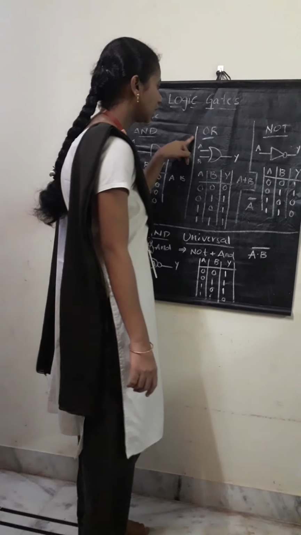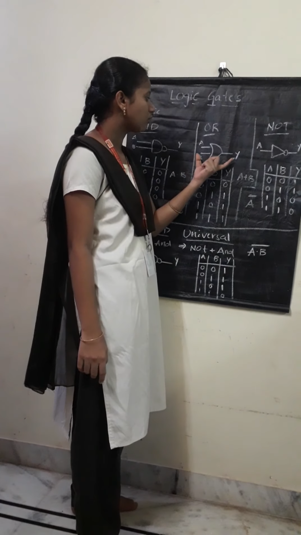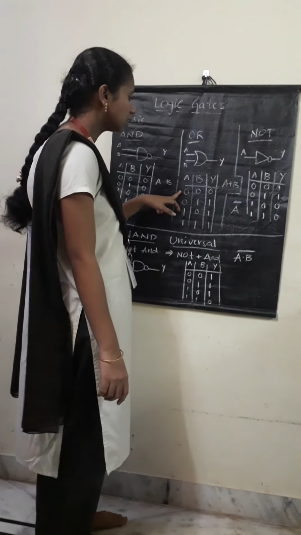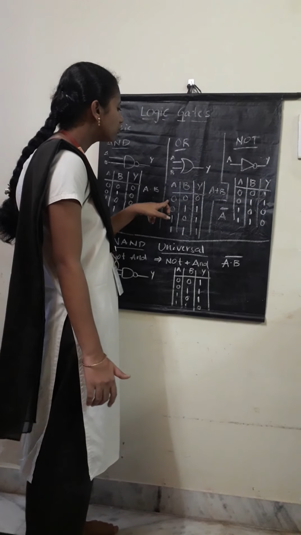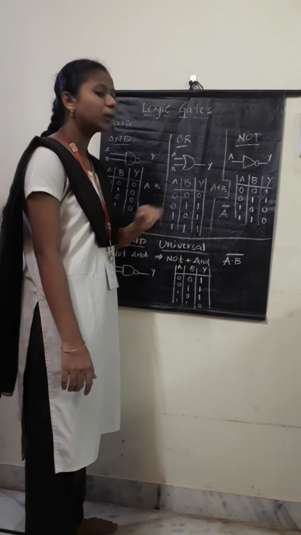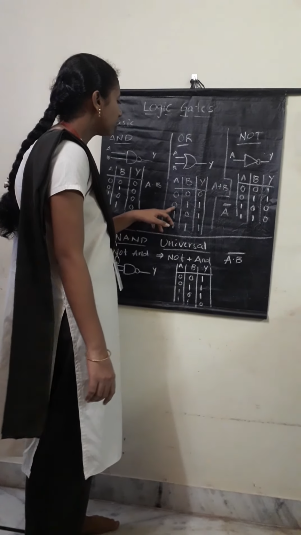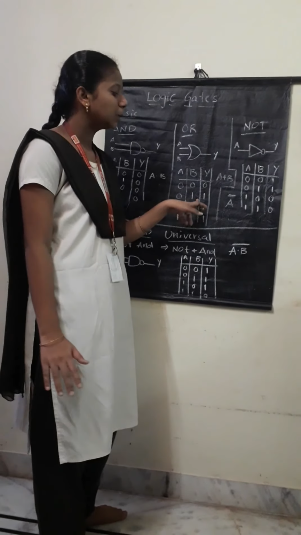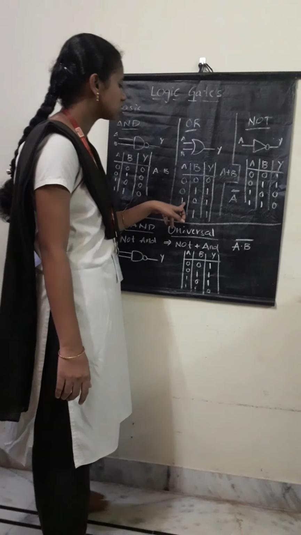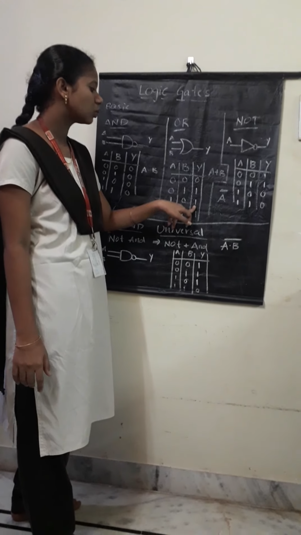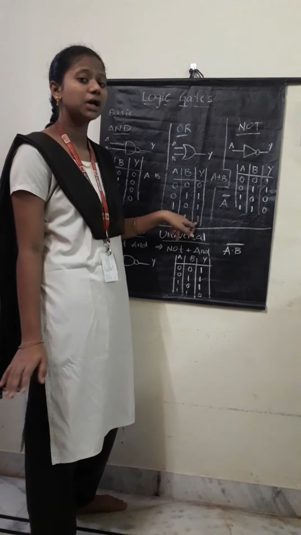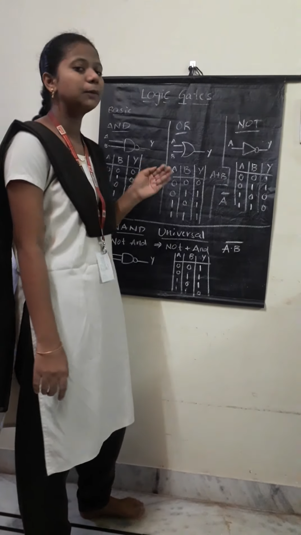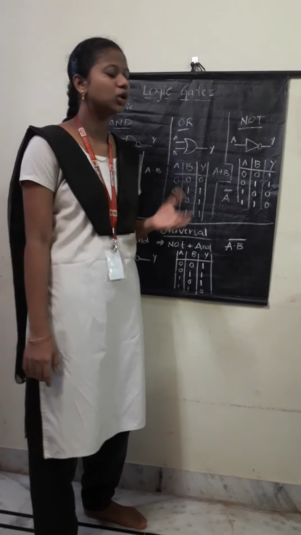Now coming to OR gate. This is the logic gate design of the OR gate. And here is the truth table of the OR gate. In the truth table of the OR gate, if both the inputs are same, the output is also same. If one of the inputs is 0 and the other is 1, then the output is 1. 1 and 0 becomes 1. 1 and 1 becomes 1. It is nothing but A plus B. It is input 1 plus input 2 gives the output.